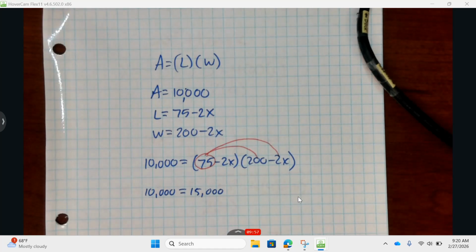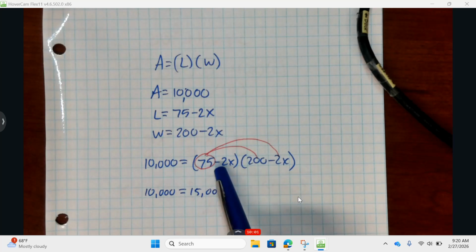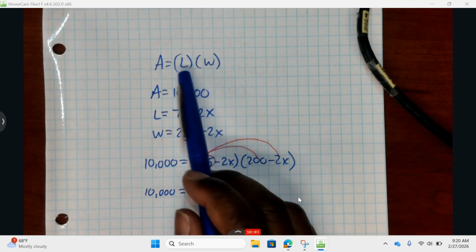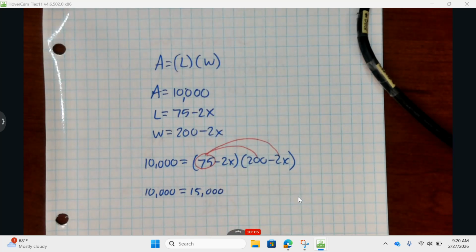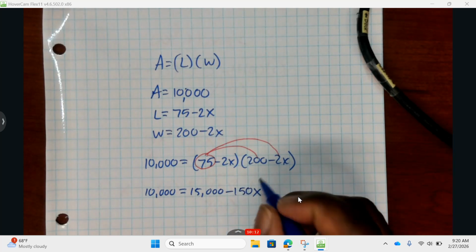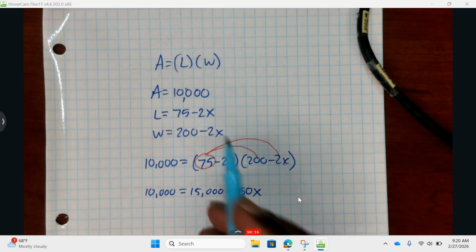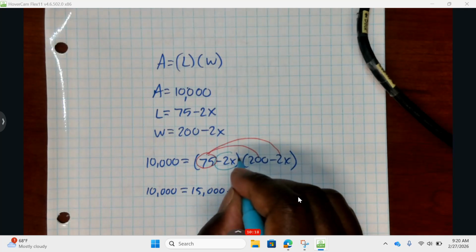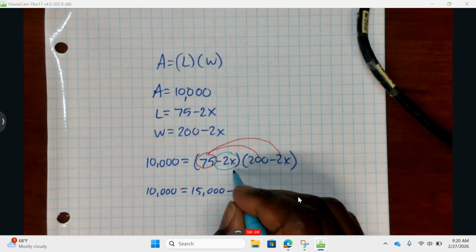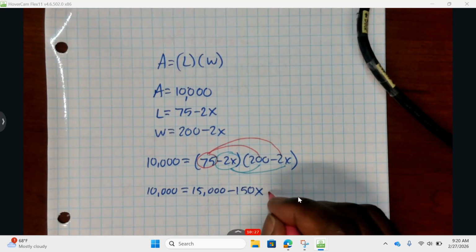So in order to do that, I need to multiply these two things together. I need to actually multiply the length and the width. So again, 75 times negative 2x is going to be a negative 150x. Okay, so we distributed that. Now we're going to take this negative 2x here and multiply that towards these two terms over here. So negative 2x times 200 is going to be a negative 400.